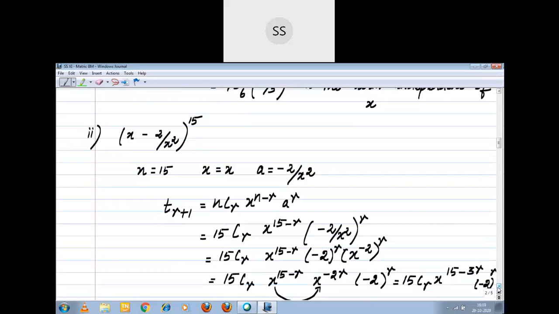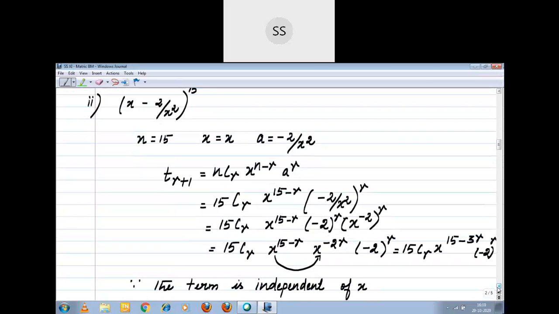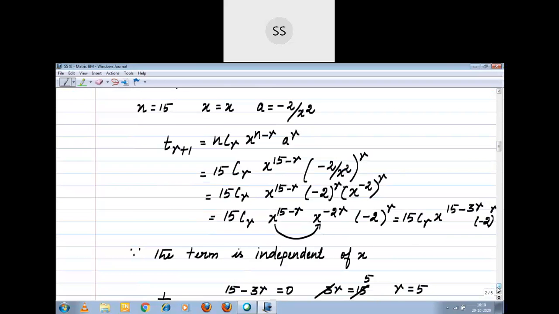Then 15Cr x power 15 minus r, minus 2 by x square the whole power r. 15Cr x power 15 minus r. Here minus 2 the whole power r. Then I shift x square to the numerator, so the power becomes negative. So minus 2, I write minus 2 into r, then minus 2r. Then I apply the law of exponent: x power a into x power b equals x power a plus b. Here 15 minus r into x power minus 2r, that I have written here as 15 minus 3r.